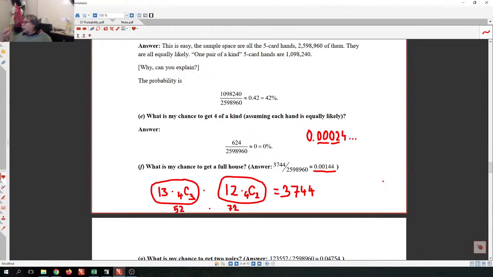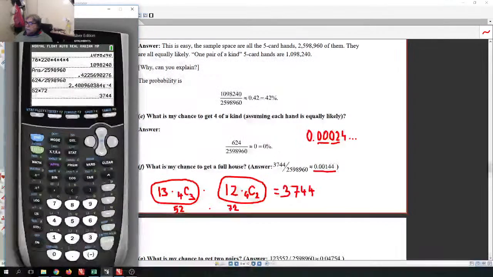If you're dealing 5-card hands 600 times, maybe you'll see one with a full house. It's very rare, but it's still 6 times better chance than to get a 4 of a kind, because 4 of a kind is 624, and full houses there are 3,744, 6 times more. Okay? I think it's 6 times, right?